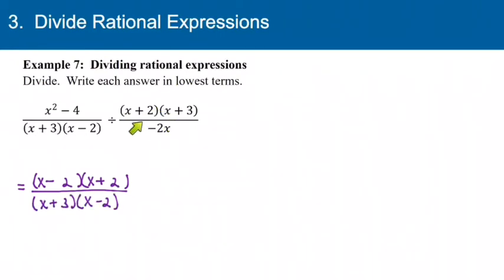And let's change this to multiplication form. So we change divide to times, and we flip this second expression. So that's going to give us negative 2x in the top, and then this factoring in the denominator.